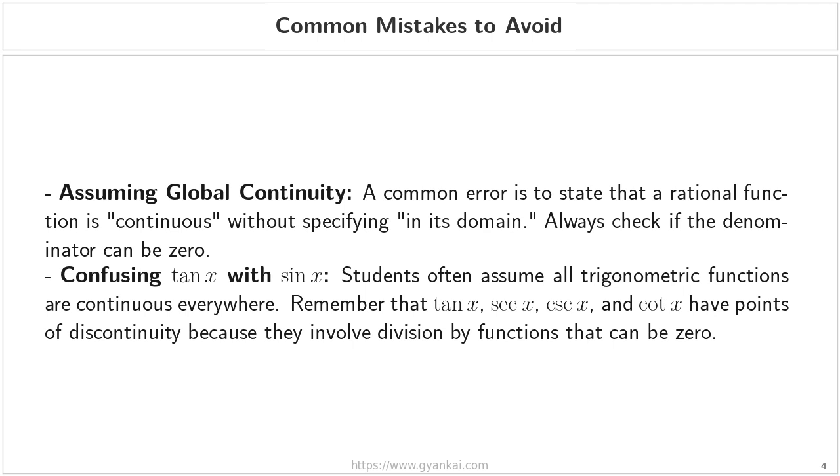Secondly, be careful not to confuse the tangent function with the sine function. It is a common misconception that all trigonometric functions are continuous for all real numbers. While we established that sine and cosine are smooth, unbroken waves, remember that the tangent function, as well as secant, cosecant, and cotangent, is defined as a quotient. Because these functions involve division by other trigonometric functions that can equal 0, they inevitably have points of discontinuity.